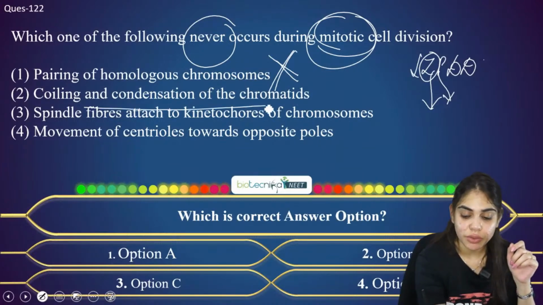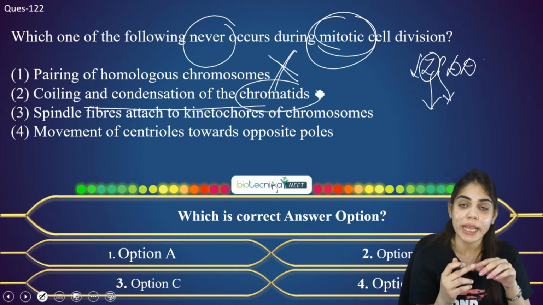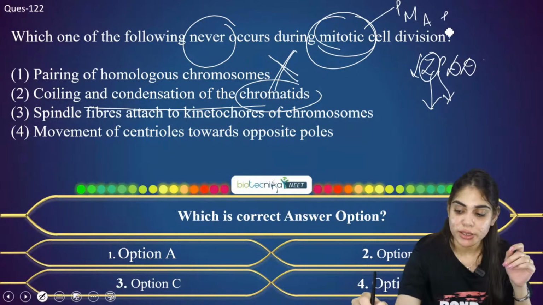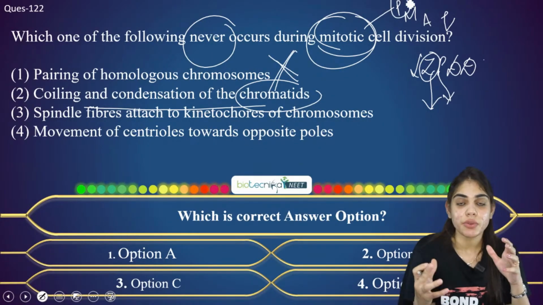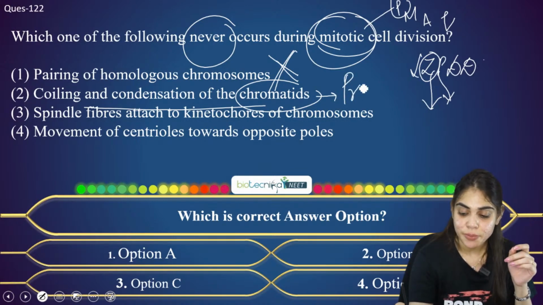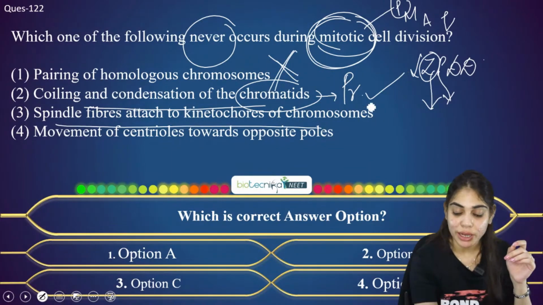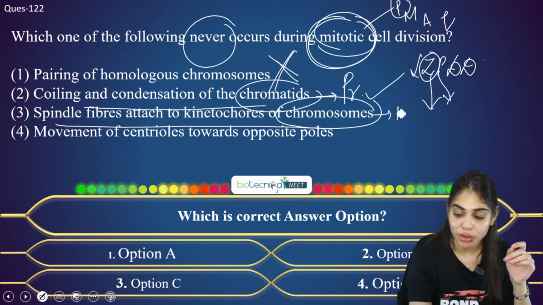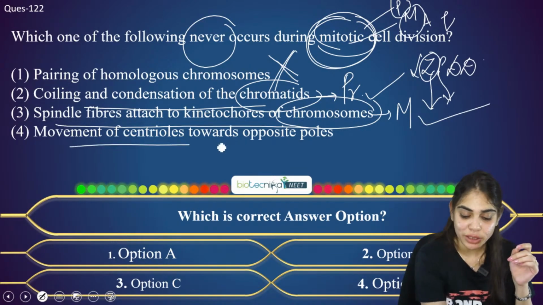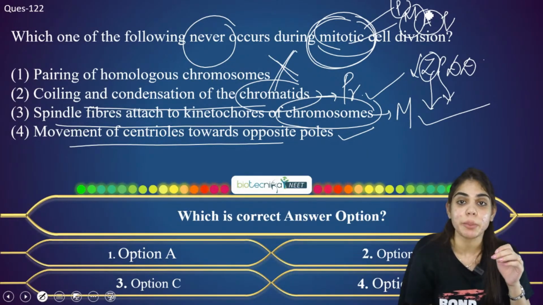Coiling and condensation of the chromatin. Now we have 4 different stages under mitosis. PMAT, that is prophase, metaphase, anaphase, as well as telophase. Under prophase, we have the condensation of chromosomes. So this is for the prophase. Yes, this is the feature of mitosis. This is right. Spindle fiber attached to kinetochores of chromosome. This is a feature of metaphase. Again, this is under mitosis. This is right. Movement of centriole towards opposite pole. This is a feature of anaphase, which is again coming under mitosis.